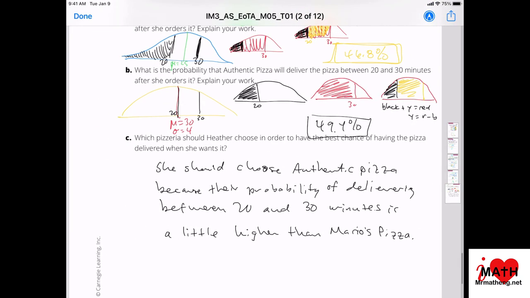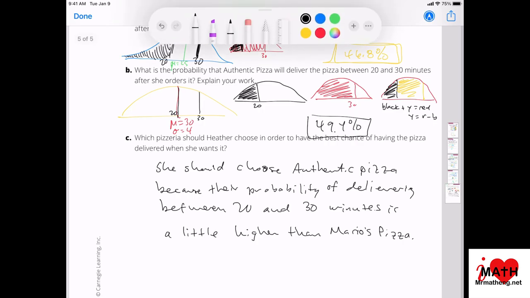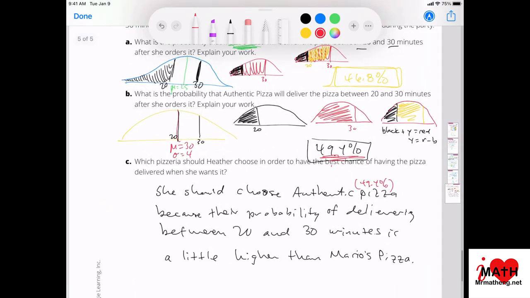Does that make sense? Because with Authentic Pizza, I have a 49.4% chance of getting my pizza between 20 and 30 minutes. But with Mario's Pizza, I only have a 46.8% chance. Well, I want a higher chance that my pizza is hot between 20 and 30 minutes, so I'm going to choose Authentic Pizza. That was our practice test. Good luck, guys.